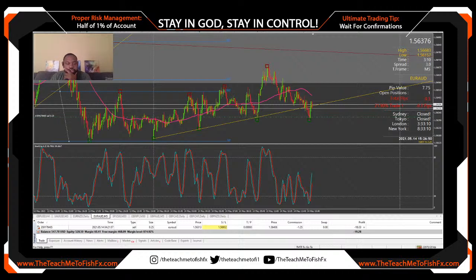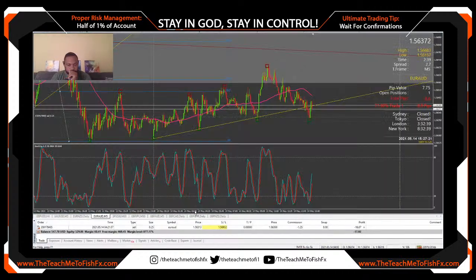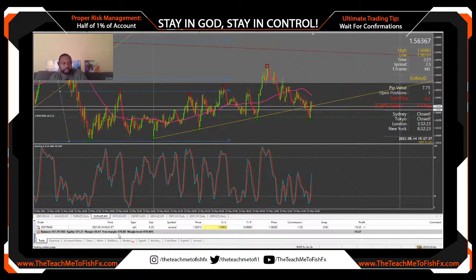All right, so this is the current trade that I am in, trading Euro Aussie. I entered this trade last night, May 13th. However, it was after 5 p.m. Eastern Standard Time, so you guys know how MetaTrader does it, it counts that for today.